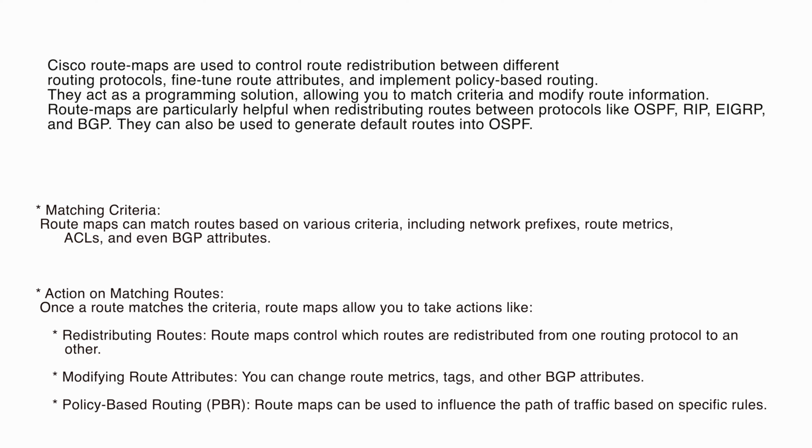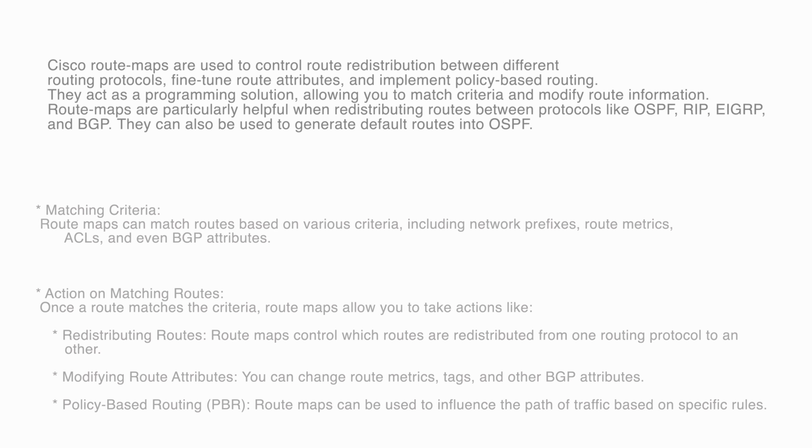Matching criteria. Route maps can match routes based on various criteria, including network prefixes, route metrics, ACLs, and even BGP attributes. Action on matching routes. Once a route matches the criteria, route maps allow you to take actions like redistributing routes. Route maps control which routes are redistributed from one routing protocol to another. Modifying route attributes. You can change route metrics, tags, and other BGP attributes. Policy-based routing, PBR. Route maps can be used to influence the path of traffic based on specific rules.